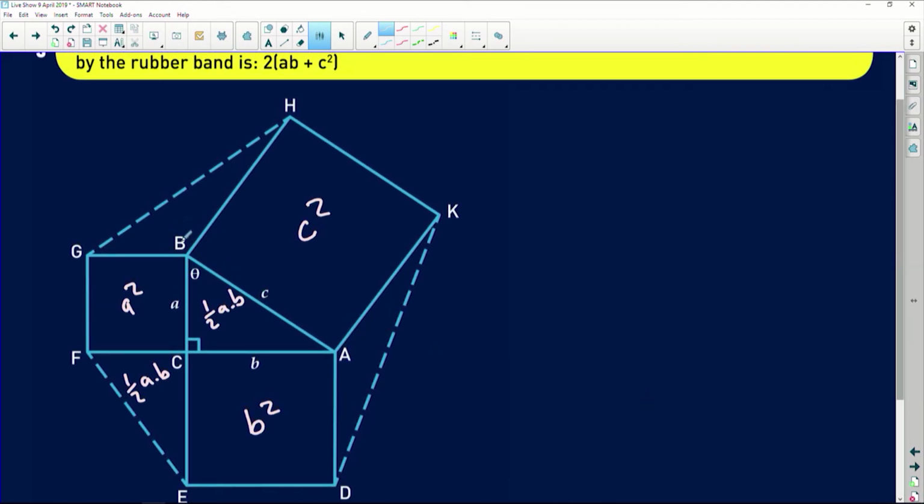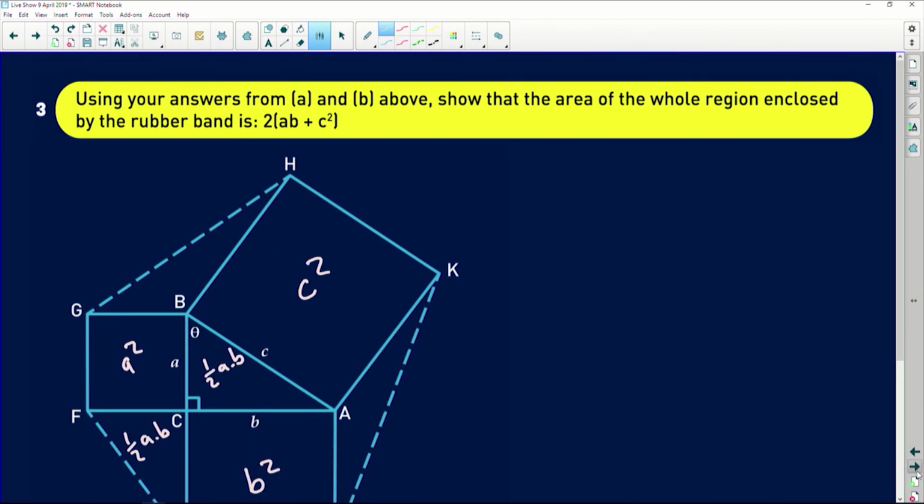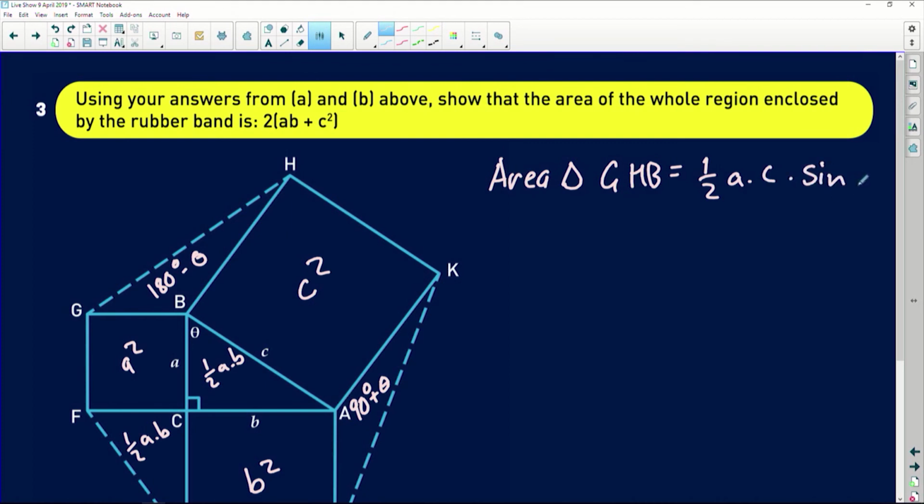So we already found that this angle over here, let's go double check what that was. That angle was equal to 180 degrees minus theta. So that's 180 degrees minus theta. And if I remember this correctly, this will be 90 degrees plus theta. Okay, so finding the area of triangle GHB, it's equal to a half multiplied by A times C times sine of 180 degrees minus theta. And sine of 180 minus theta is just going to give me sine of theta.